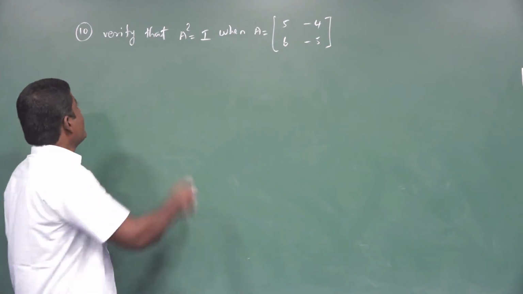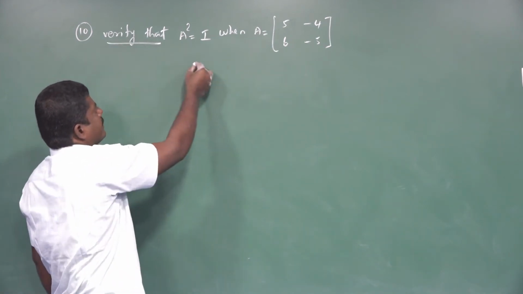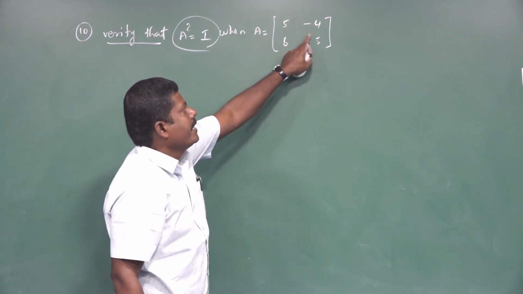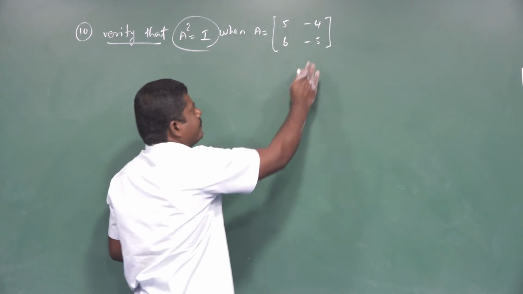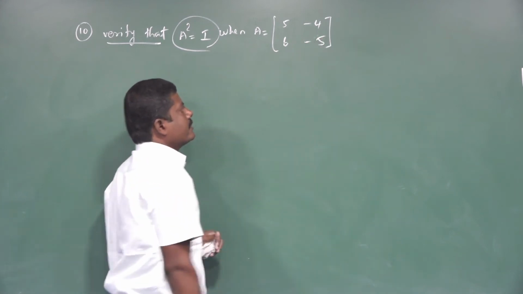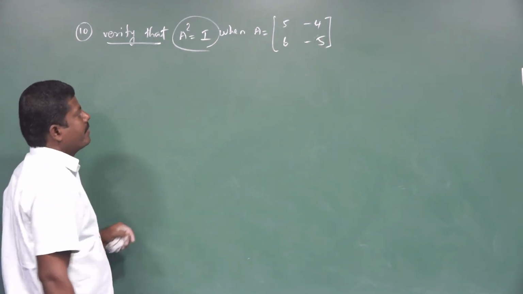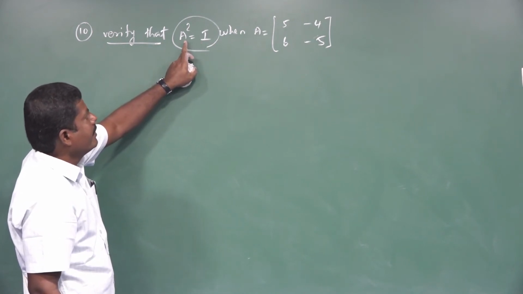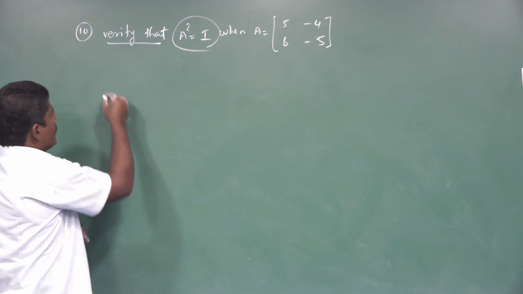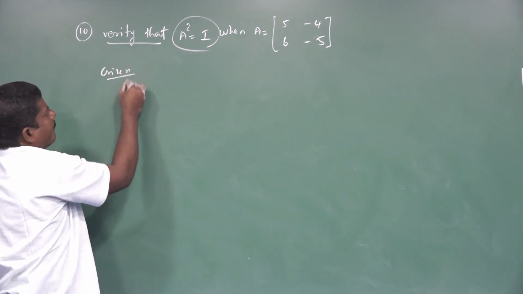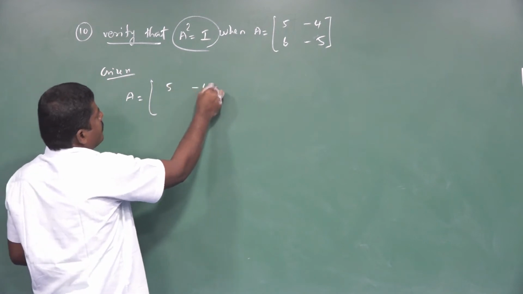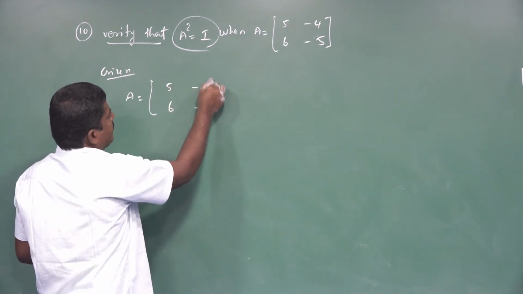Okay, next one is question number 10. Verify that A square equals I when A is equal to 5, minus 4, 6, minus 5. The A matrix is given. We want to verify that A square is equal to I. So given that the A matrix is equal to 5, minus 4, 6, minus 5.